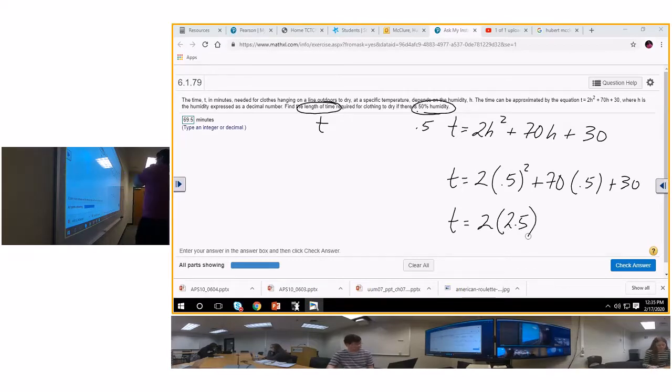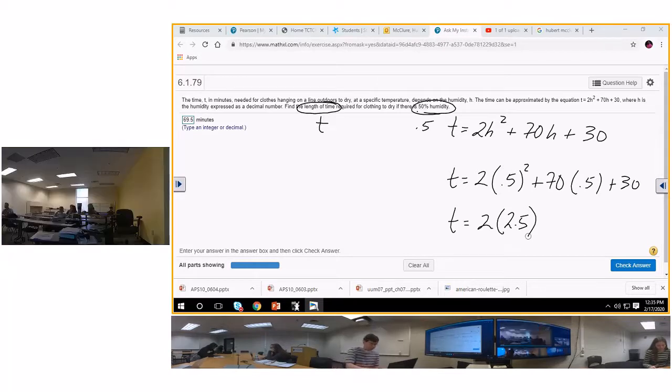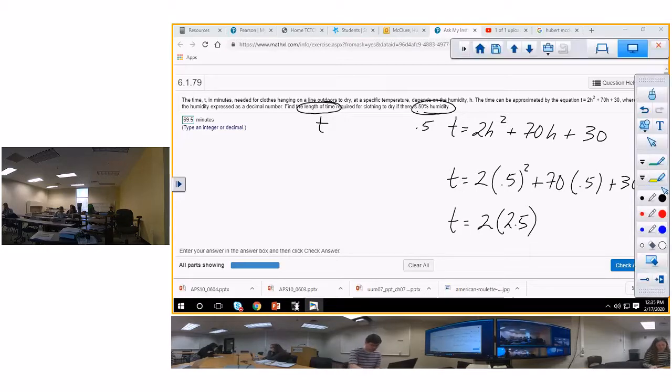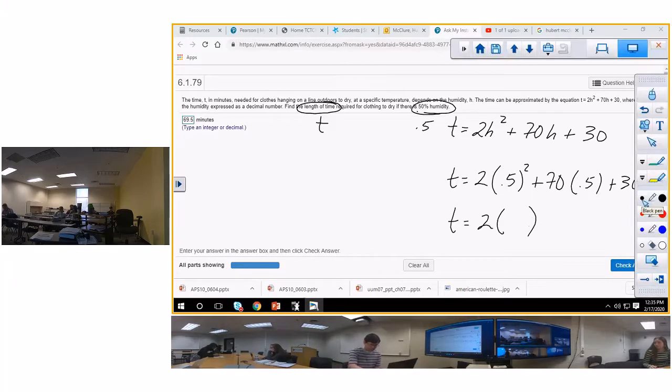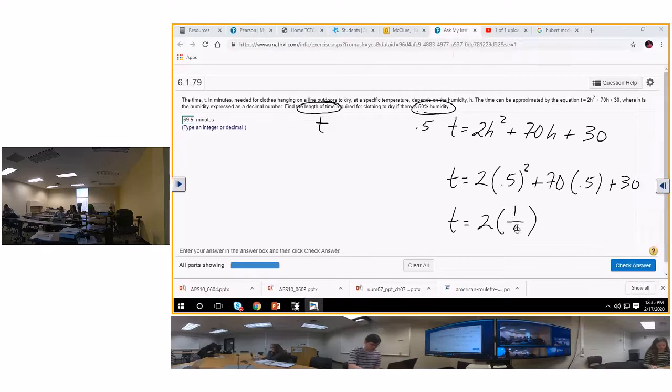0.25 or 2.5? 0.5 and 0.5 is 2.5. No, it's 0.25. Check for me. What's 0.5 raised to the second power? 0.25? Okay. So I'm going to put that like that, so that way I can do 2 times 1 fourth in my head and not depend on the calculator. Plus 35 plus 30.